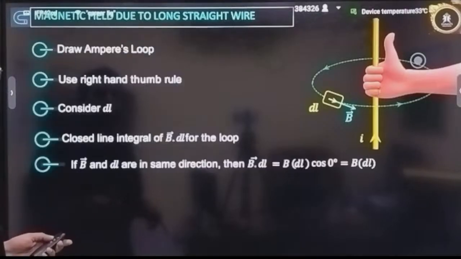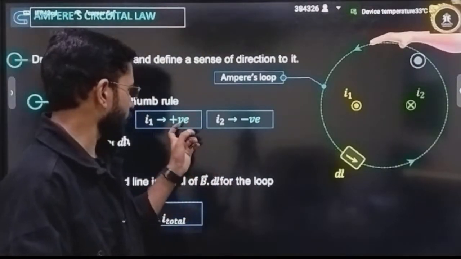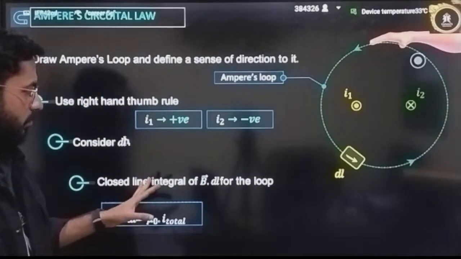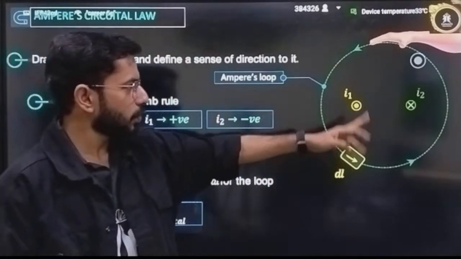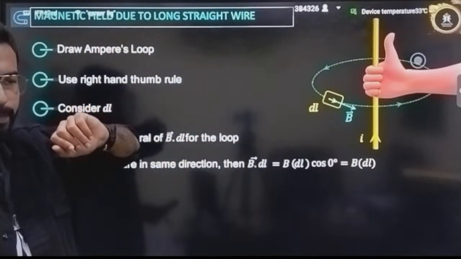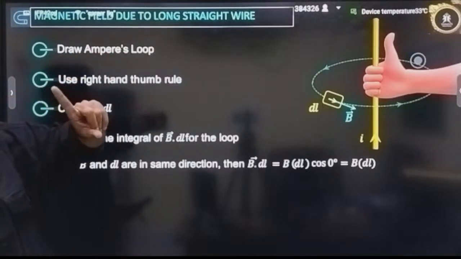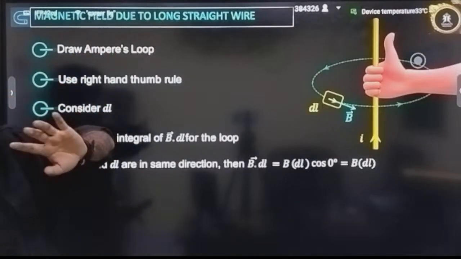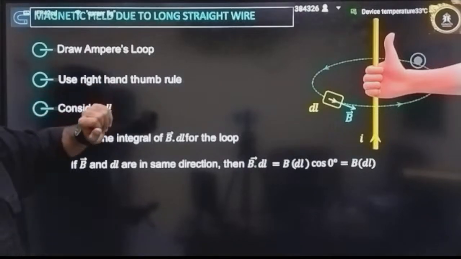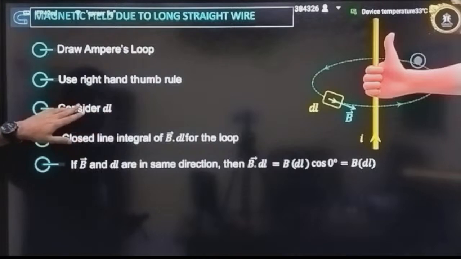Don't worry. Now see, I have told you that if the directions of current are different, you take one as positive and one as negative. That is obvious. This is the Amperian loop that you draw, and then you integrate over it. What are the steps to follow? Firstly, draw an Amperian loop. Just blindly follow these steps and every single time you will get the answer. Then use the right hand thumb rule. I will tell you how to find the directions, because directions are an integral part of this chapter.